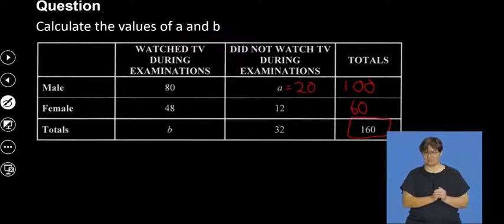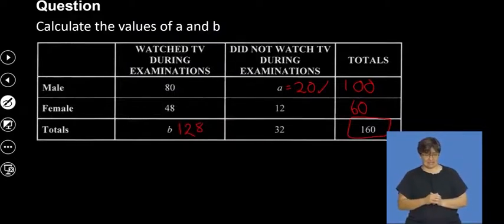But what about B? Well, you can see that if we say 20 plus 12, that gives us 32. It confirms for us that we are right. But what about B? If we add up going down, we can recognize it's 80 plus 40. 80 plus 40 is 120. So this, I think, should be 128.